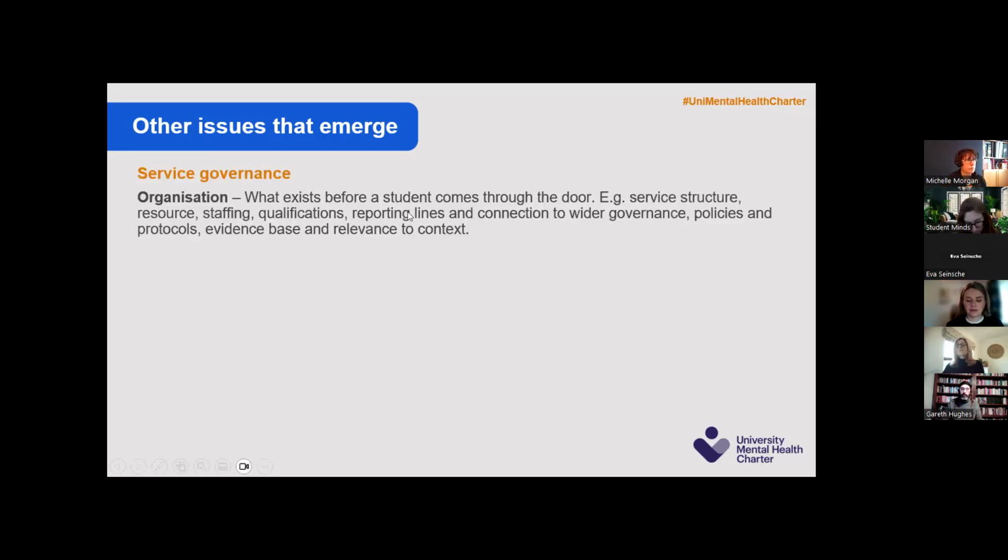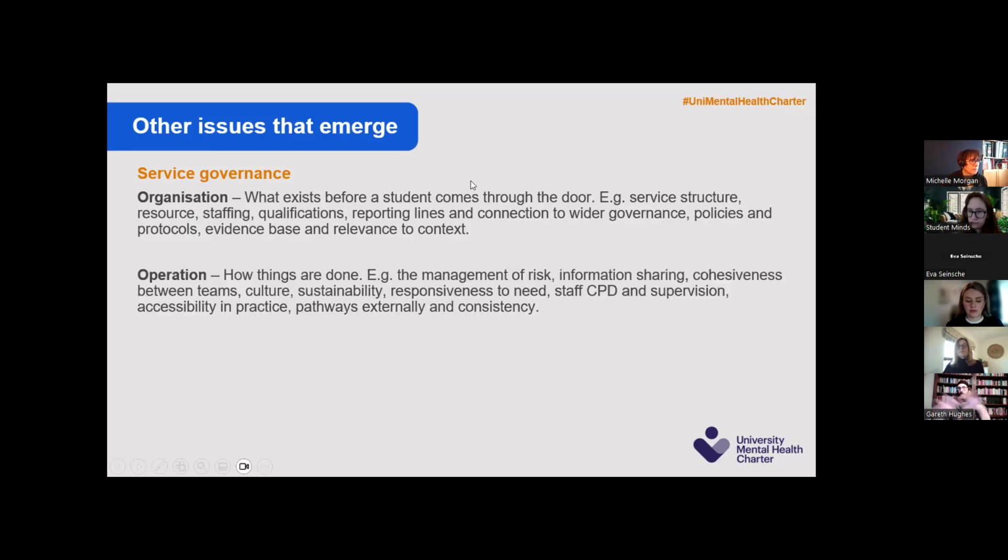So just some other things coming out of all of this. In terms of service governance, we've started talking about it, helping break down what that actually means a little bit more. So we're talking about the organization. This is what exists prior to any student coming through the door, really. So what's the structure, what resources are in place, what staff have you got in place, what qualifications and experience do they have, what are your reporting lines through all of this, what's the overall governance that's in place, how has the decision about this structure been made.